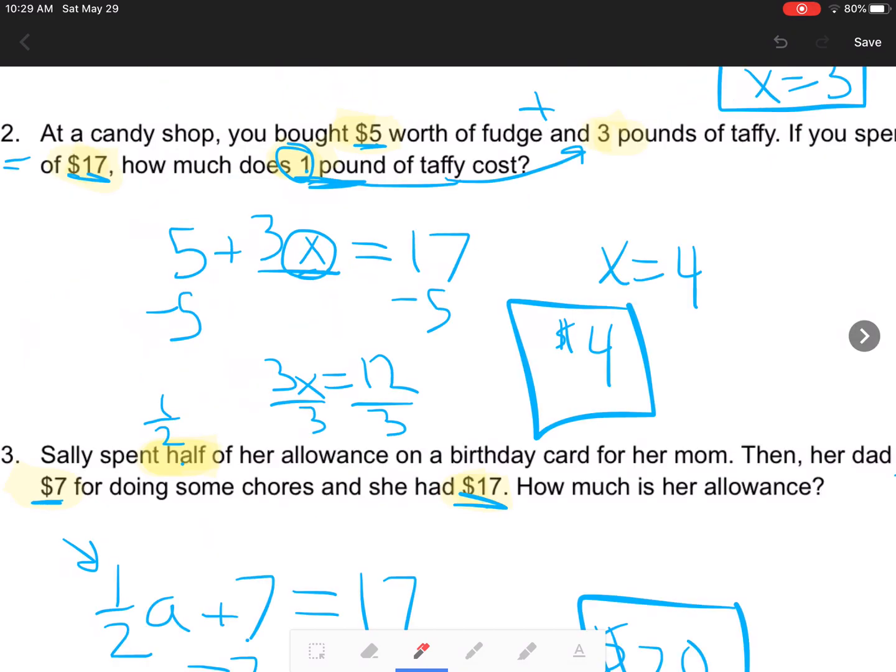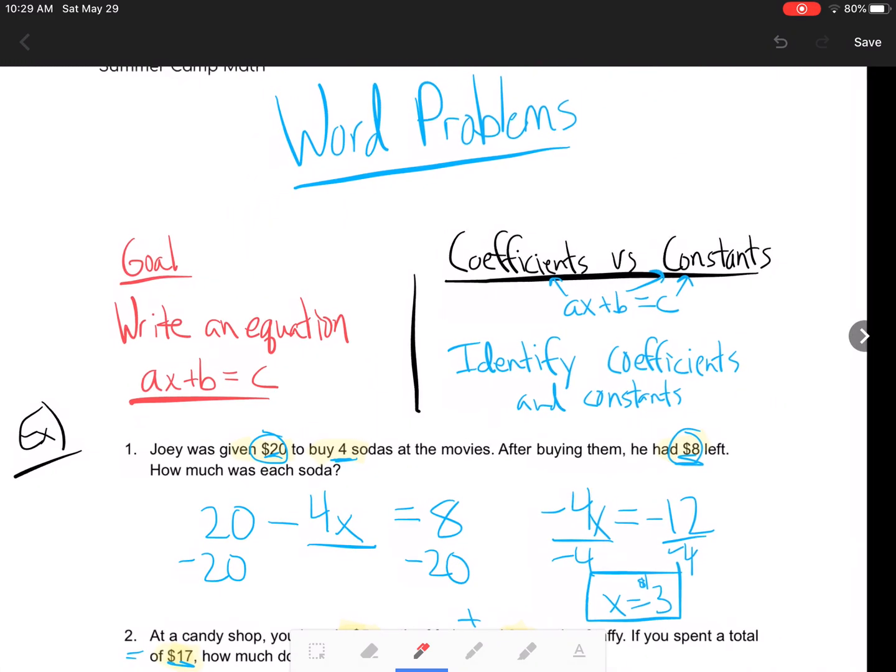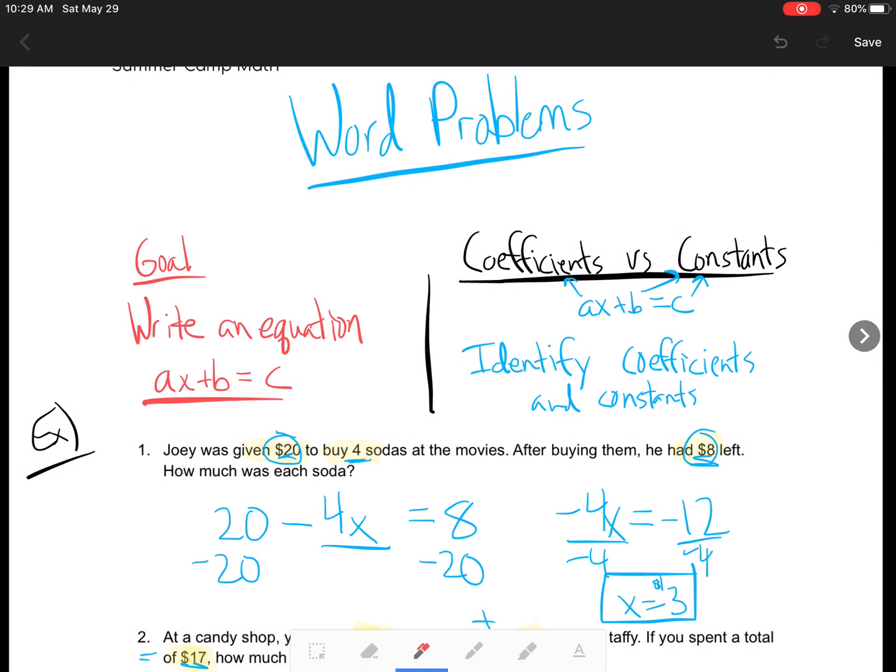So to wrap everything up, it's all about these two ideas right here. Our goal is to write an equation, and then we have to try to identify coefficients versus constants. Good luck on your practice, and let me know if you have any questions.